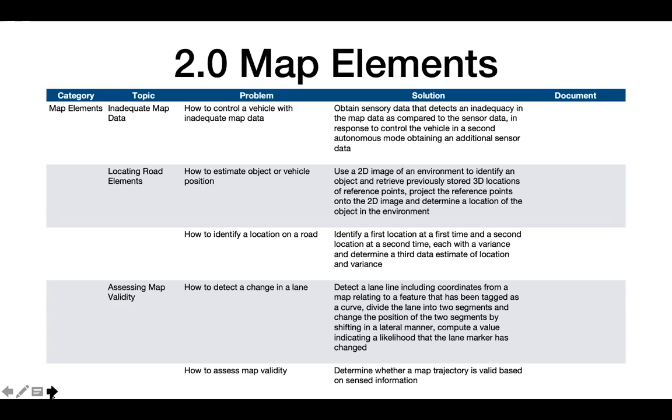How do I detect a change in a lane? Meaning that the map data tells me that the lane is open, but my sensors tell me that something is stopping me from continuing down this lane. Detect a lane line, including coordinates from a map related to a feature that's been tagged as a curve. Divide the lane into segments and change the position of the two segments and compute a value that indicates the likelihood that the lane marker has changed. And last but not least, how to assess the map validity: determine whether a map trajectory is valid based on sensed information to confirm it.